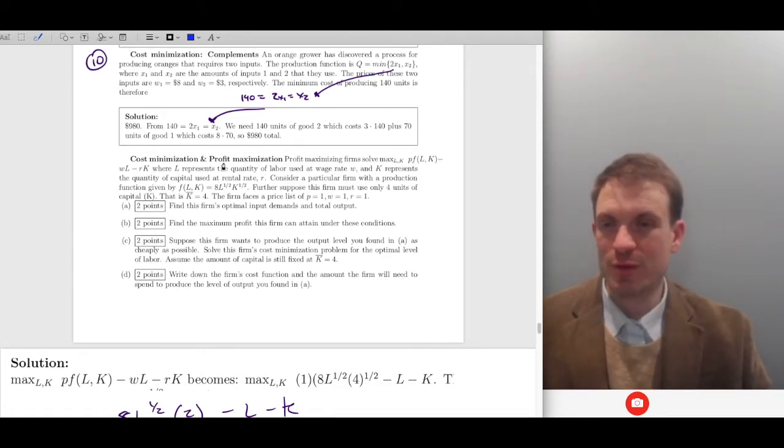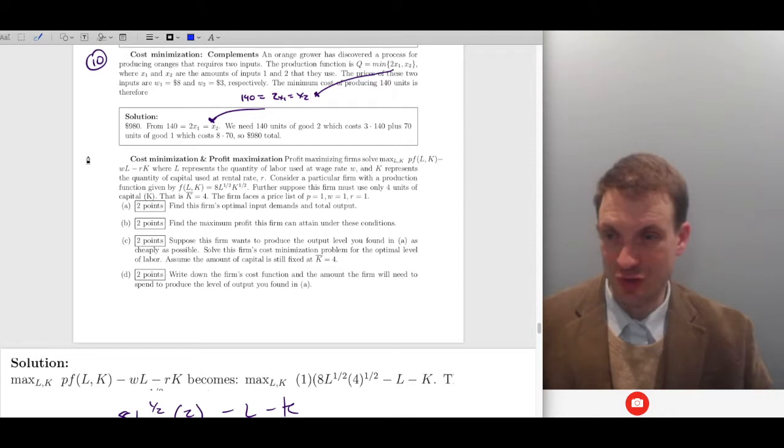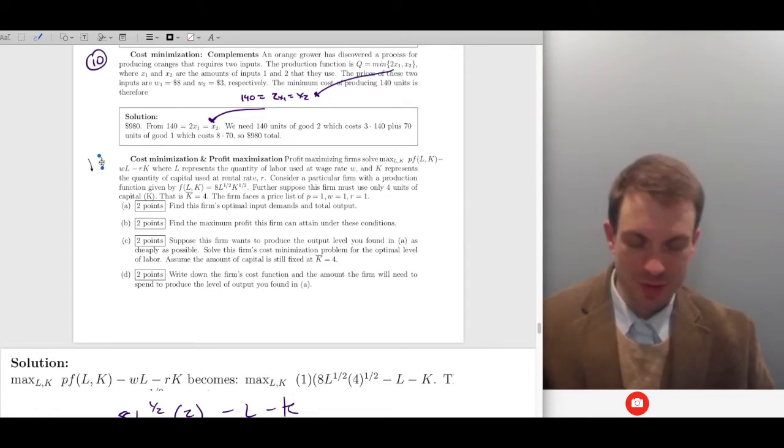All right, so cost minimization and profit maximization. This is question 11.